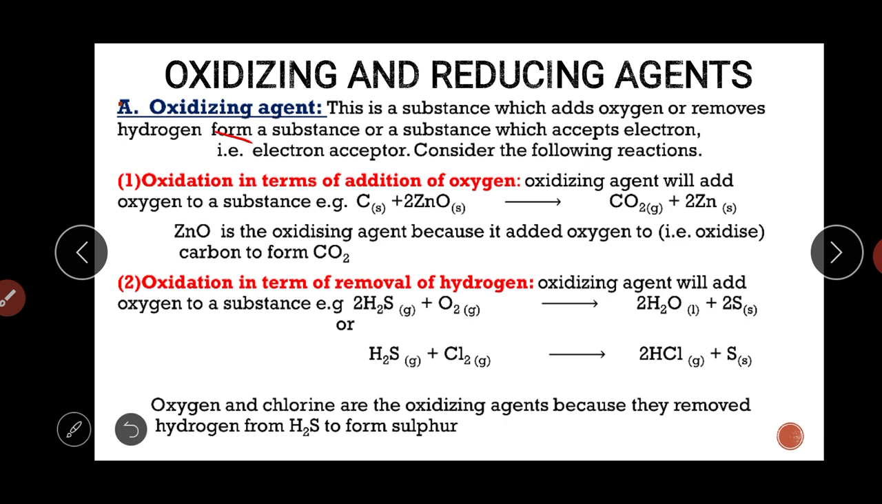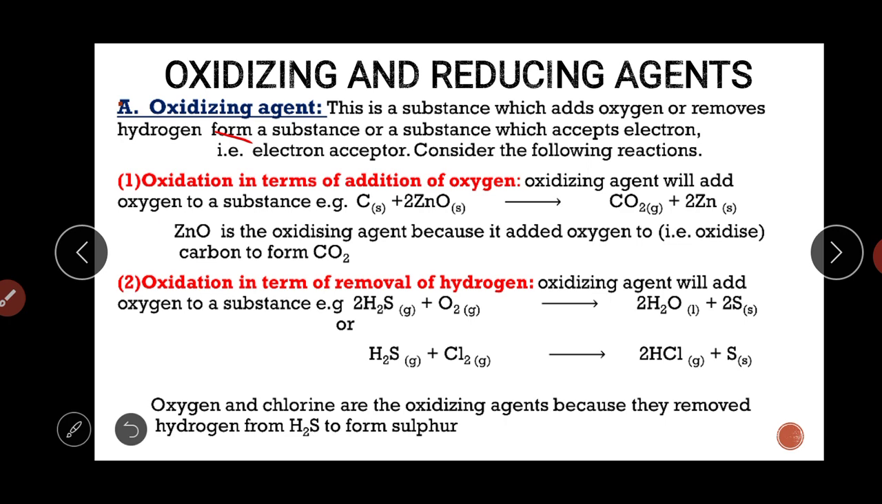Carbon was not originally having oxygen. Look at the right side. The zinc has relinquished or given out the oxygen to the carbon to form carbon dioxide. So that means it's the zinc oxide that added. So zinc oxide is the oxidizing agent because it's the one that added oxygen to the carbon. And the carbon now has turned to carbon dioxide. You understand? So the zinc oxide is the oxidizing agent. That is in terms of addition of oxygen.